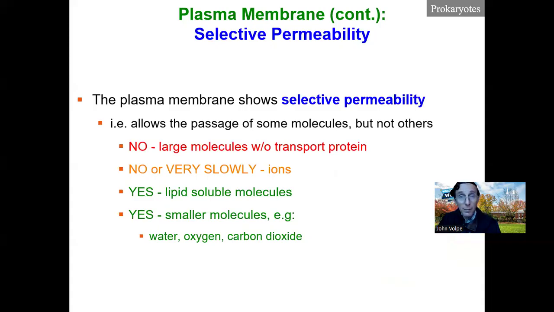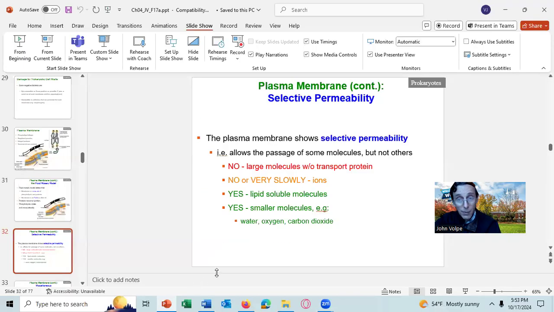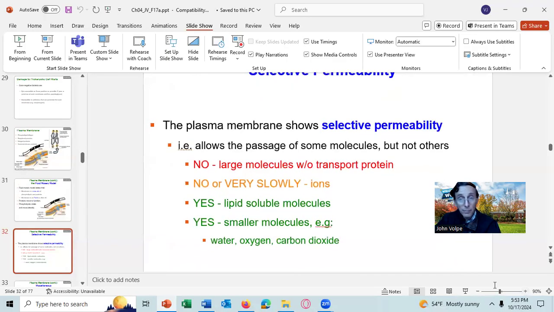All right, the cell membrane shows selective permeability, where the plasma membrane allows some molecules to pass the cell membrane, but it does not allow other molecules to pass. No large molecule can enter a cell without the use of a transport protein, and that's because the large molecule cannot get across the lipid bilayer of the cell membrane. Ions either do not move across the cell membrane, or if they do move, they move very slowly.